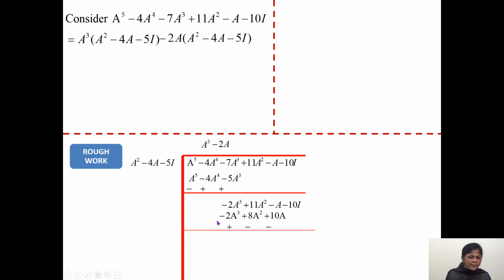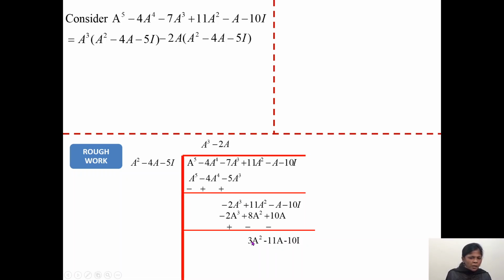Again simplify, change in sign, this gets cancelled, plus 11 and minus 8. So that is what? Plus 3. Then minus A minus 10. So minus 11A, minus 10I as it is. Again what we find? This is the resultant remainder, but here it should have a degree less than the divisor, right? Degree of this remainder should be less than this divisor. So I have to again reduce this, right?